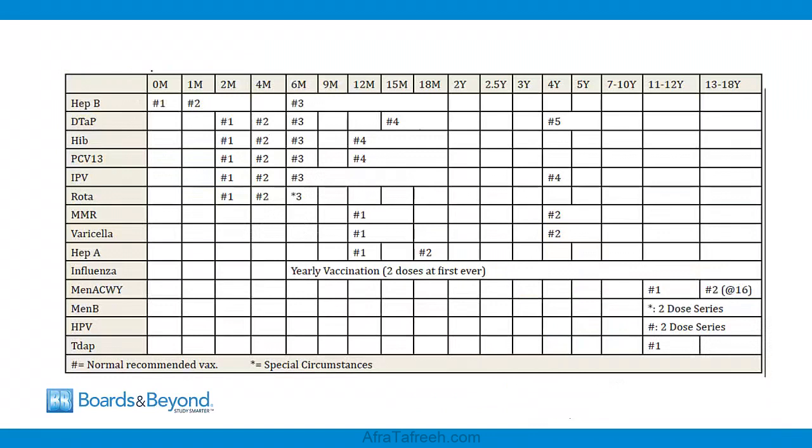So we talked about the first group of vaccinations, which is really only one vaccine, that's hepatitis B, given at birth. And then we just talked about all the 1-year vaccines, which are MMR, varicella, and Hep A. Now we're going to talk about this big group in the middle, which is basically all the other childhood vaccines. They're all given at 2, 4, and 6 months, and then some of them require a booster dose later, like at 12 years, 15 months, or some even at 4 years of age.